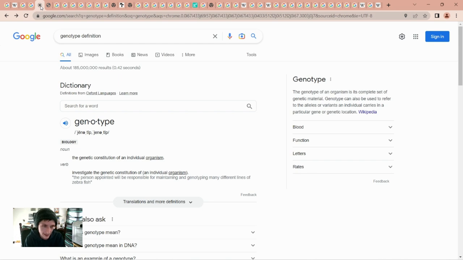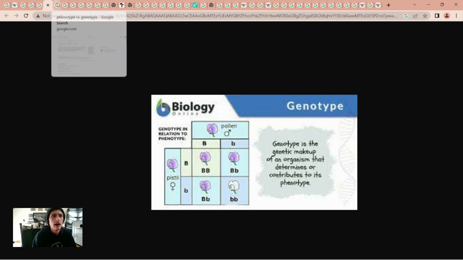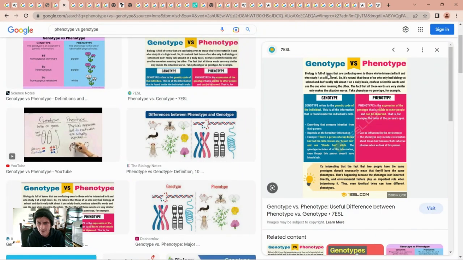Genotype is another important consideration. A genotype is the genetic information that is making up the phenotype. So a phenotype is a detectable expression of a genotype. Genotype refers to the genetic code of an individual. This is the information that is found inside the cells, everything that someone inherited from their parents. There's a person who has brown hair, but his cell contains one brown hair allele and one blonde hair allele. The genotype includes all this information, even though the person doesn't have blonde hair.